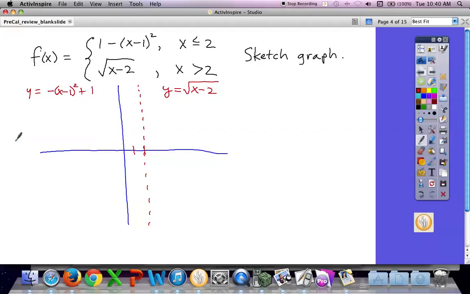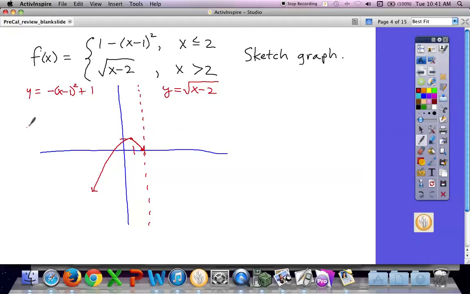Okay. So again, we want to use this one for x less than or equal to 2. This is a parabola, right? It's been shifted 1 to the right, 1 up, and it's flipped. I'm kind of curious whether that value is 0, so let me just plug in 2. 2 minus 1 is 1, 1 squared is 1, negative 1 plus 1 is 0. So that's the point. And if I was going to color it in, that's a closed circle, right?